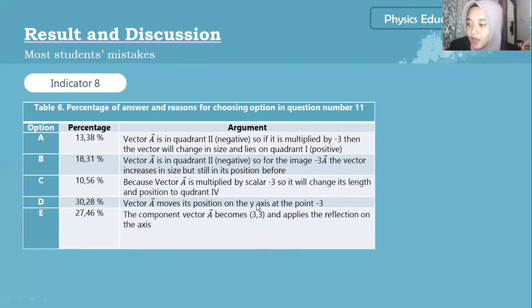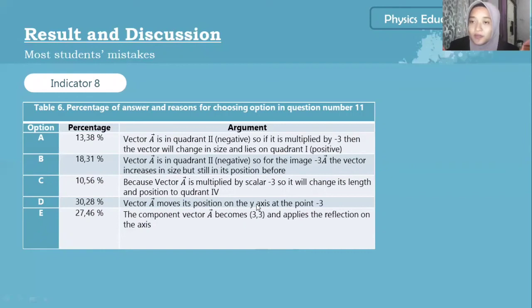In this case, they assume that when multiplied by a negative scalar, the vector that was originally in quadrant 1, or positive, will move to quadrant 2, or negative. This assumption is influenced by their mathematical knowledge. They also have difficulty in interpreting a scalar multiplication with a value of 3 with a vector in the form of an existing image.